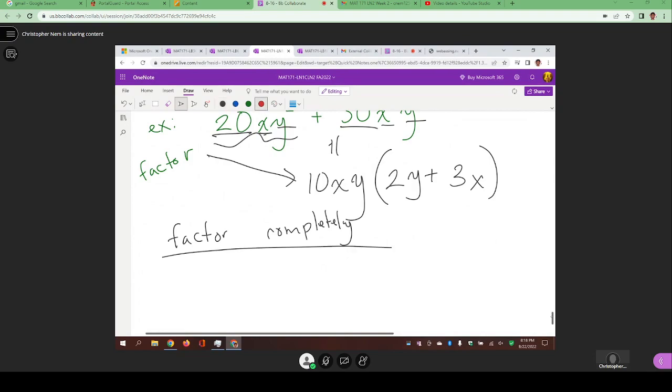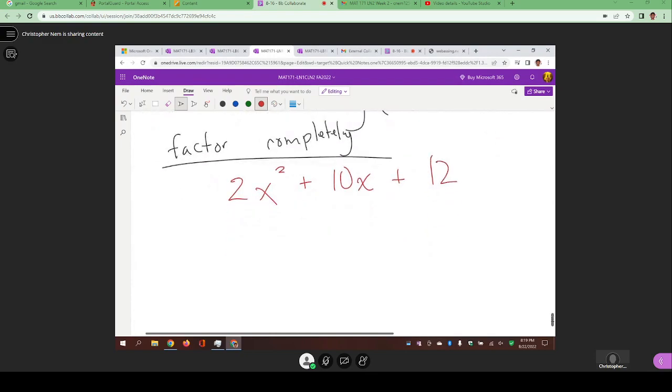Example, let's do x cubed plus 2x squared plus 10x plus, what is that? 6. I want to say 6, but I don't want to say 6. Let's do 12.